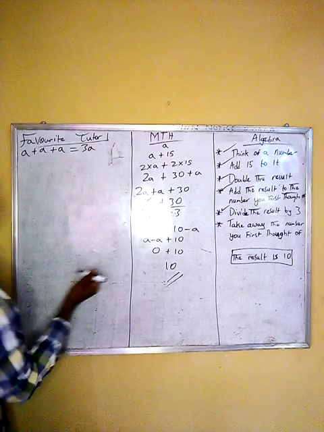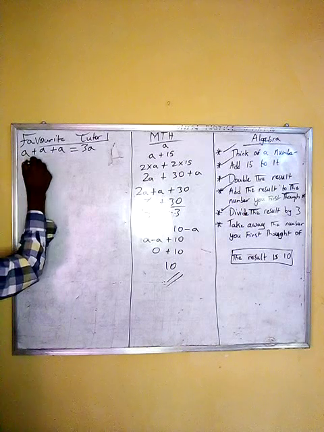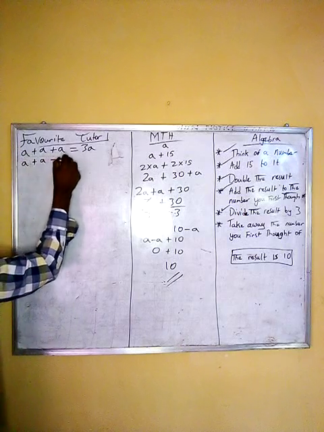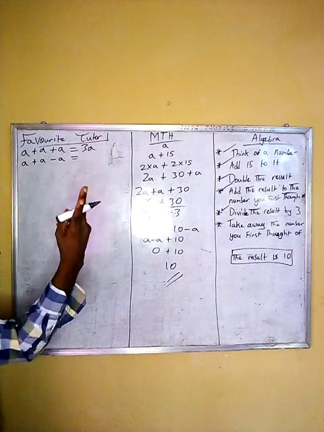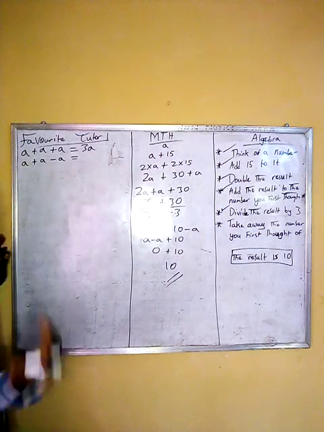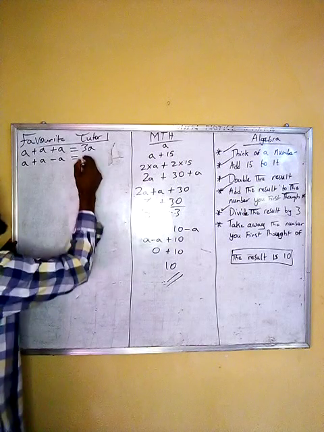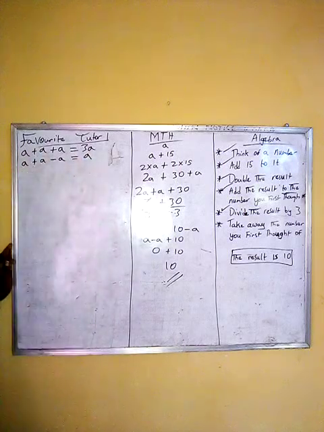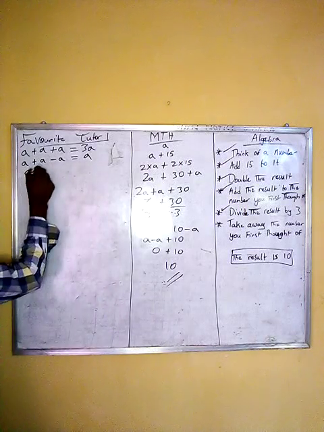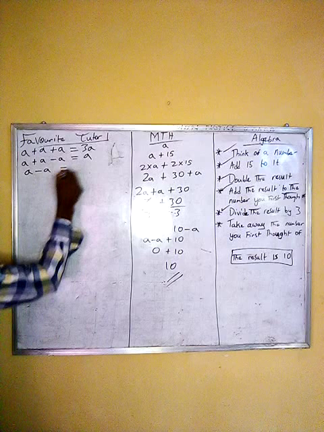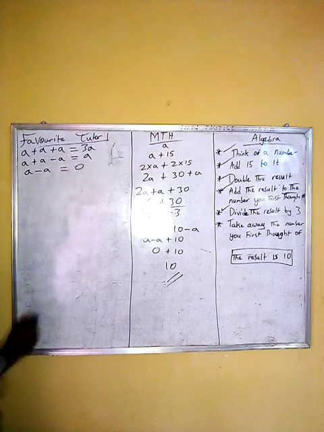Okay. So if I say apple plus apple minus apple, apple plus apple is what? 2 apples, minus an apple. How many apples do you have? Just an apple. So it's equal to A. Yeah, this one is okay. All right. So if I say A minus A is equal to what? 0.